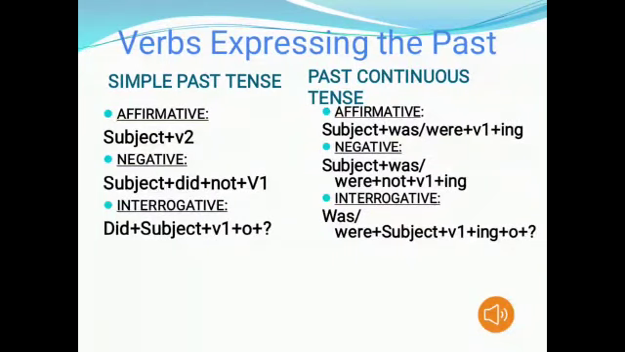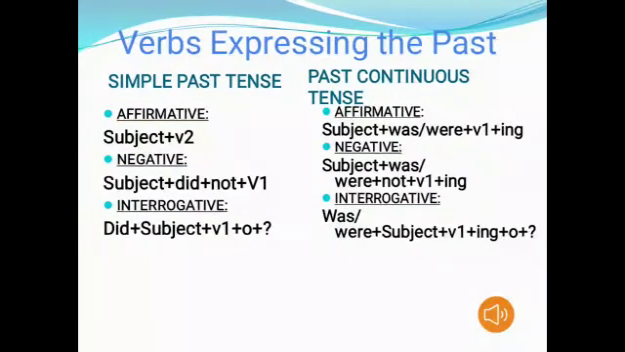Now see the difference. In the affirmative sentences we are using second form of the verb, and in the negative sentences we are using first form of the verb, because in place of second form we are using did. So don't make any mistake here. While writing the negative sentences we use did plus not plus first form of the verb. Next is interrogative sentences. Interrogative sentences start with helping verb did plus subject plus first form of the verb plus object plus question mark, and do not forget to use the question mark.